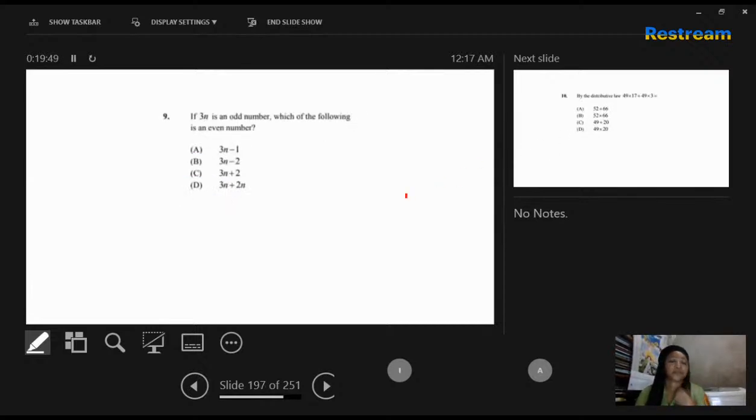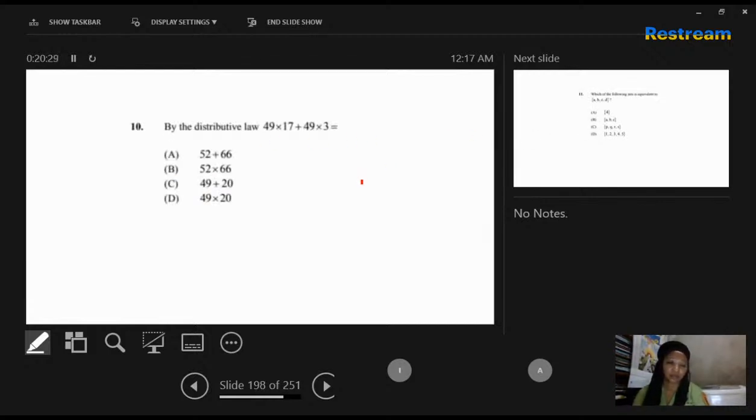Alright, Asa. Number 9. If 3n is an odd number, which of the following is an even number? 3 times a number is odd, which means that to make it an even number, we just have to subtract 1. So the answer would be A. Okay. So if we start with an odd number and we want to get an even number, we can either add 1 or subtract 1. So it's 3n minus 1.